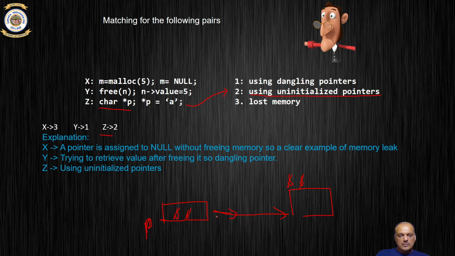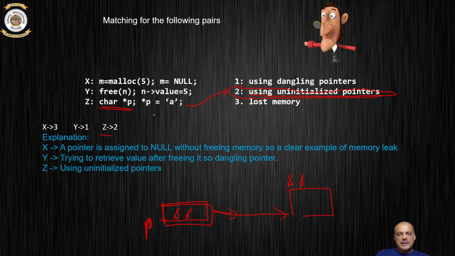Okay, so that's the scenario which arises out here. You have declared a pointer, but you have not initialized it. The pointer exists. When I say character pointer p, there is a pointer p which can hold the address of a character variable either in the stack or in the heap.